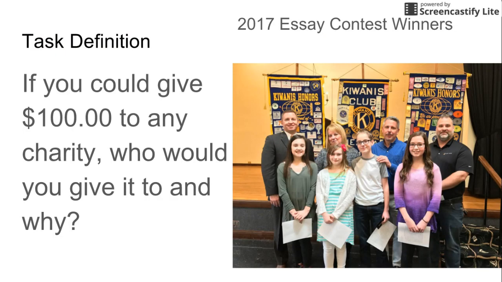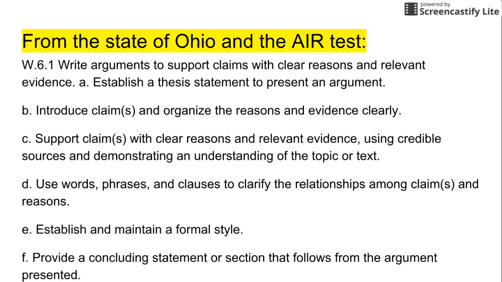Let's make sure you understand your task. Your assignment is to participate in the Kiwanis Essay Contest. You can see the 2017 essay contest winners pictured here. The question is, if you could give $100 to any charity, who would you give it to and why? Now, the state of Ohio expects sixth graders to write a 5-paragraph essay. In that 5-paragraph essay, they expect you to include the components listed on the screen.